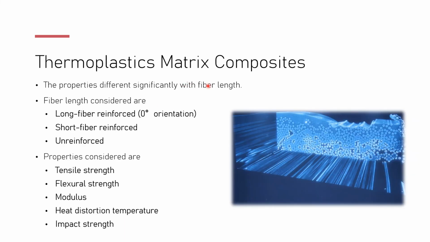Then we have medium temperature thermoset matrix composites. Alright, so thermoplastic matrix composite: the properties differ significantly with the fiber length. We have long fiber and we have short fiber. The long fiber reinforced is a 0-degree orientation. And we have short fiber reinforced, with short fibers mixed in the matrix, and then unreinforced, so there's no reinforcement. Properties considered are your tensile strength, flexural strength, and modulus, which depends on your density, and then your heat distortion temperature and your impact strength.